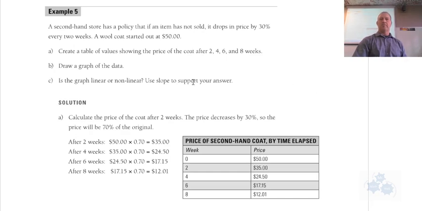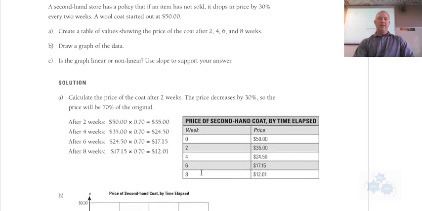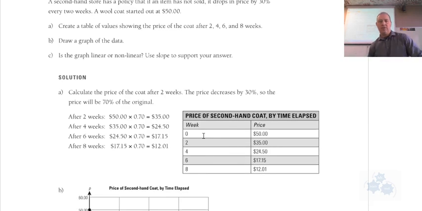Well, here's an example. Example 5 says a secondhand store has a policy that if an item is not sold, its price drops by 30% every 2 weeks. A wool coat started out at $50. Okay, so create a table of values showing the price after 2, 4, 6, and 8 weeks. So look at this table of values over here. I have the solution in front of us here.